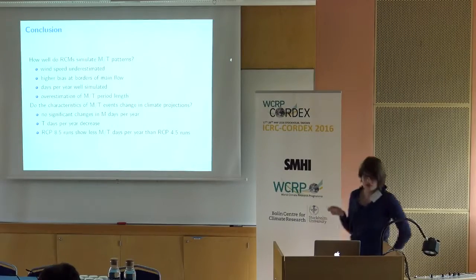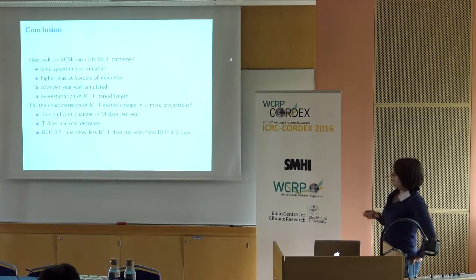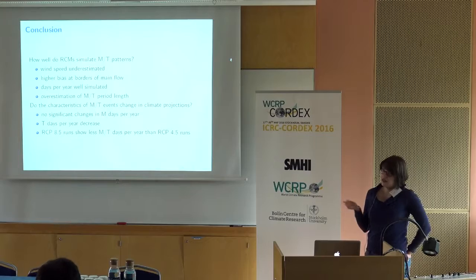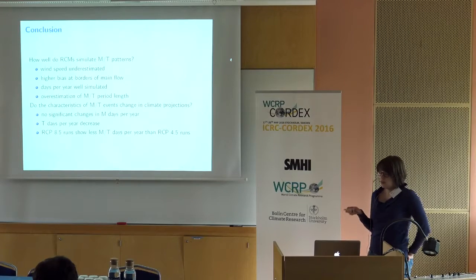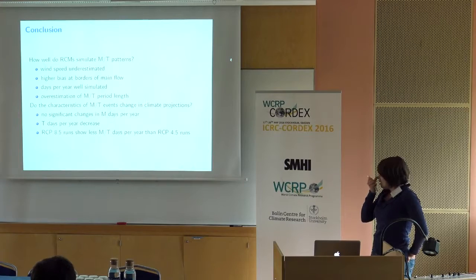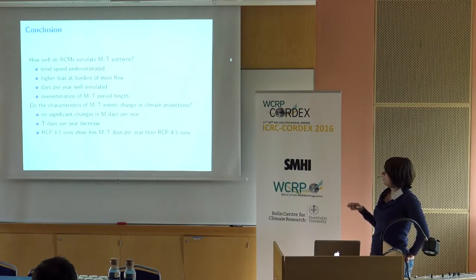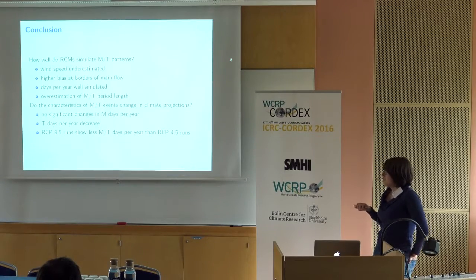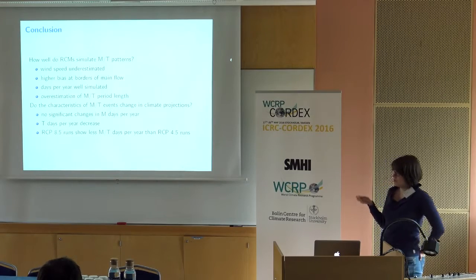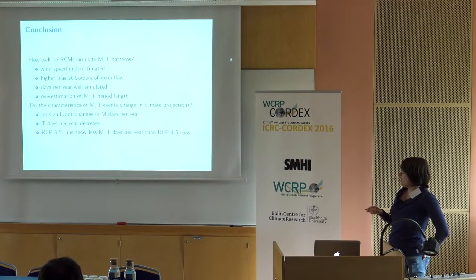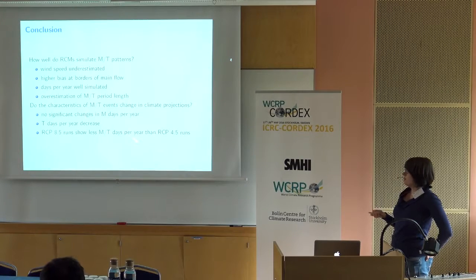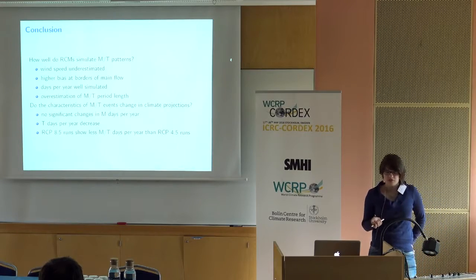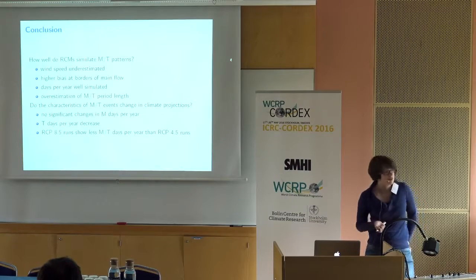And then I already arrived at the conclusion. So we saw that the RCMs underestimate the wind speed, but they get the days per year well, even in the historical, and the overestimation of the period length occurs in all models, and we don't see a significant change in Mistral days per year. The models are not sure if they show an increase or decrease, but the Tramontane days per year decrease, and the changes are stronger in the 8.5 run than in the 4.5 run. Thank you.